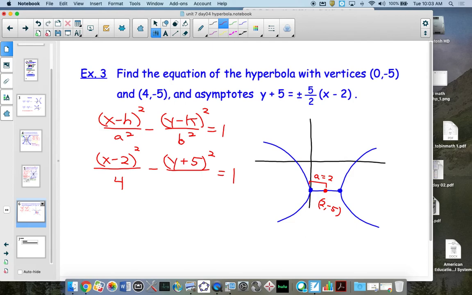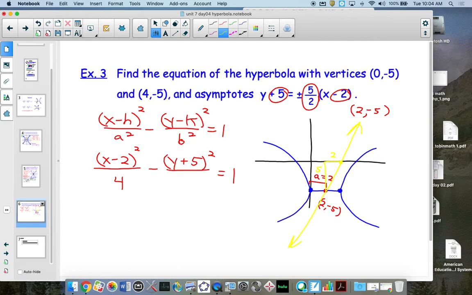Now, what else? If you notice for the equations of the asymptotes, this tells me the center. The center is at 2, -5, which we figured out already. But the slope is 5/2. And notice from this picture, that means that I go up 5 and over 2, and that's going to be the slope of one of my asymptotes. So 2 here, 5 here. So it's b over a in this case.